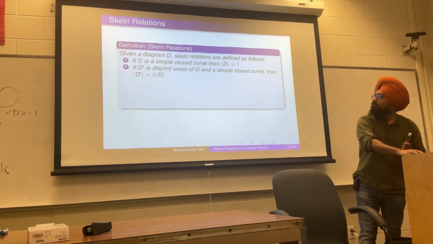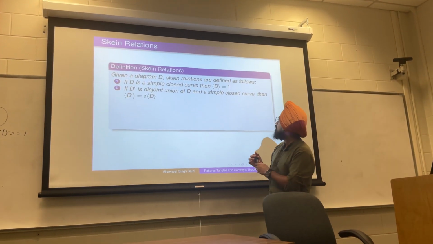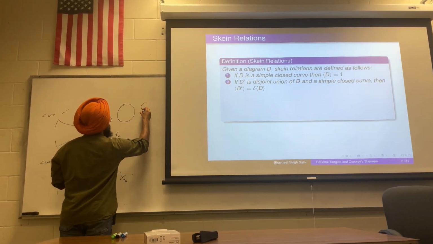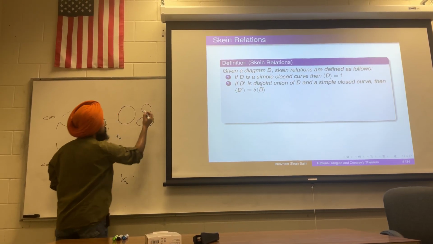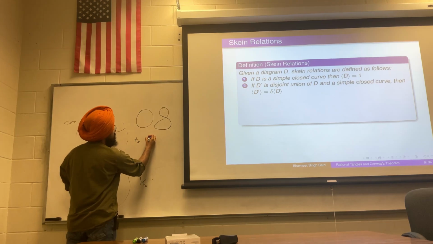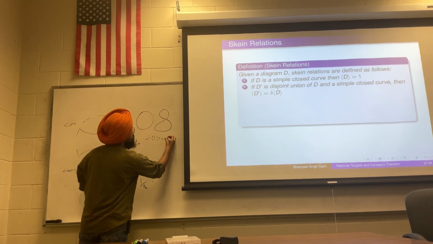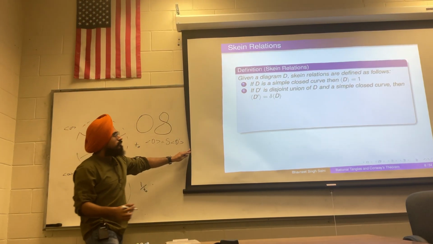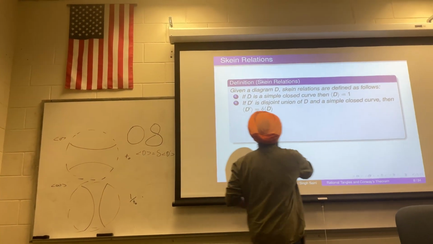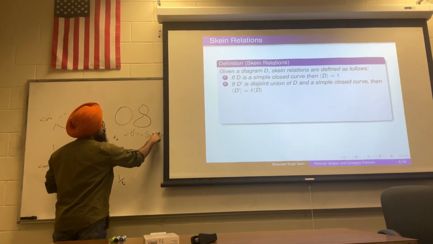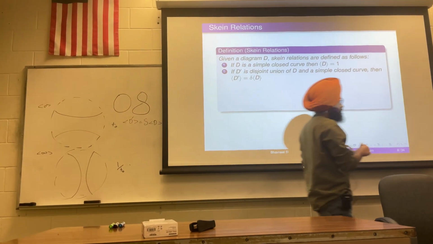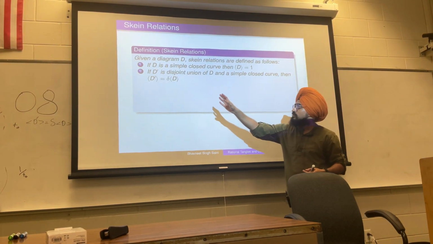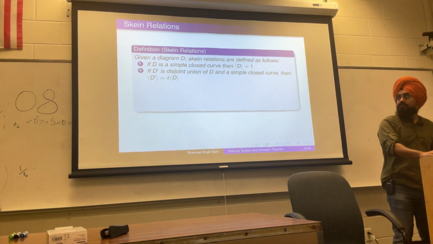And then if D is a disjoint union of a simple closed curve and another diagram D dash, let's say, if this turns out to be a diagram for some reason, then D would just be delta times D dash. The notation is, if this is the diagram D dash, then this is delta D. So if your diagram is a disjoint union of a simple closed curve and another diagram, then you can just multiply it by a factor of delta. We'll define what delta is later.